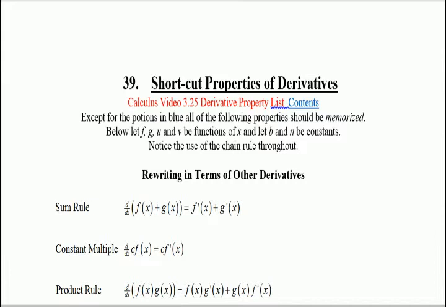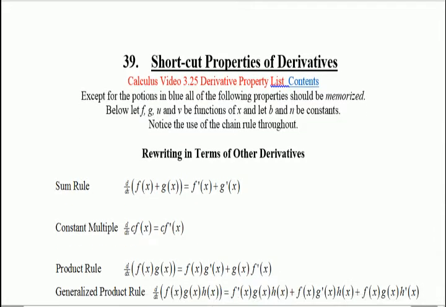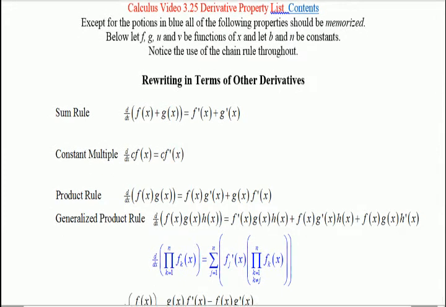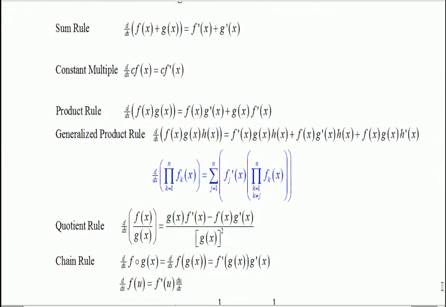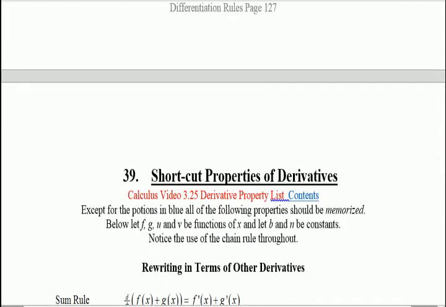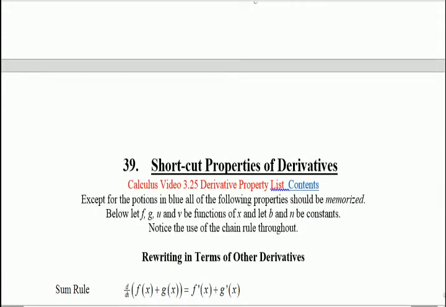Below, f, g, u, and v are functions of x, so as x changes, they change. So perhaps there has been some substitution. b and n are constants, and I've integrated the use of the chain rule pretty much throughout. We've got a couple of different categories of derivative properties. The first category I'm going to label rewriting in terms of other derivatives.